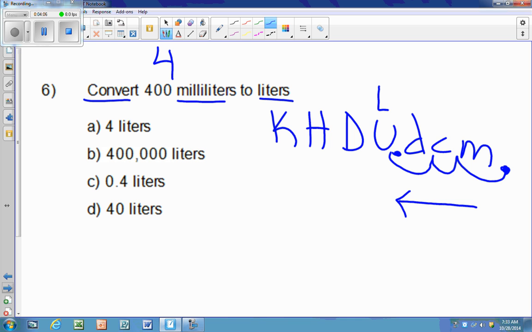So here's my original number. The decimal's here in a whole number, and I'm going 1, 2, 3. So my new number is 4 tenths. And I look down, and here it is. It might be said a tiny bit different if you have a 0 in front of the decimal, but it still means the same thing.